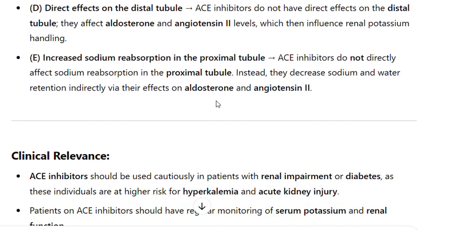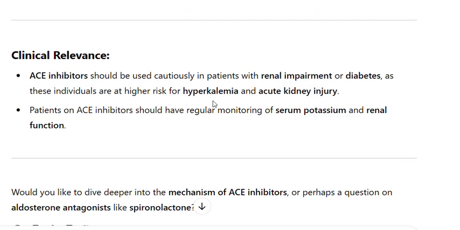Clinical relevance: ACE inhibitors should be used cautiously in patients with renal impairment or diabetes, as these individuals are at higher risk for hyperkalemia and acute kidney injury. Patients on ACE inhibitors should have regular monitoring of serum potassium and renal function.